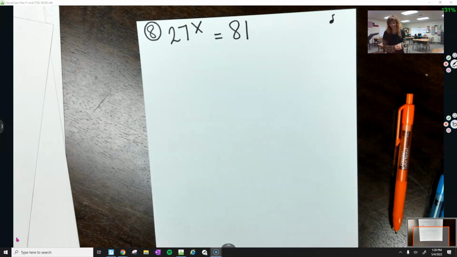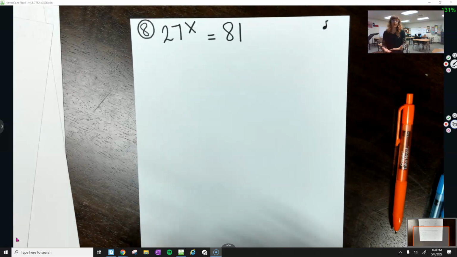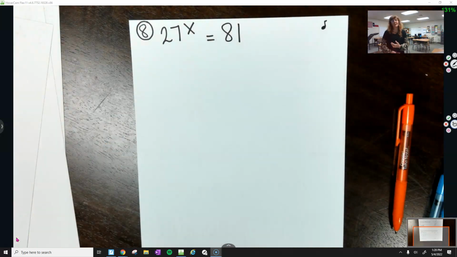Last one is 27 to the x equals 81. And it's not a log form, so we're already in exponential form. Same base. Both of these are 3's to some power. When we write it, we're going to be rolling.